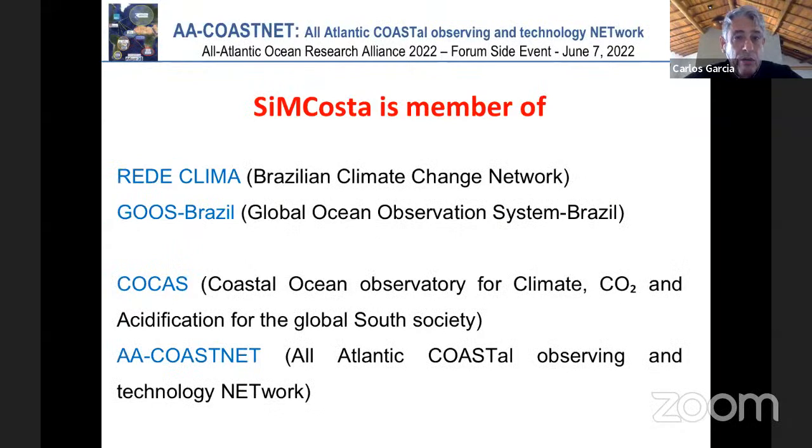CEST is a member of several networks, two important Brazilian networks, which are Rede Clima, the Brazilian Climate Change Network, and GOOS Brazil, the Global Ocean Observing System in Brazil. Internationally, we are involved with COCAS, which is the Coastal Ocean Observatory for Climate, CO2, and GHG for the Global South, and AA-COASTNET, as we are talking now.